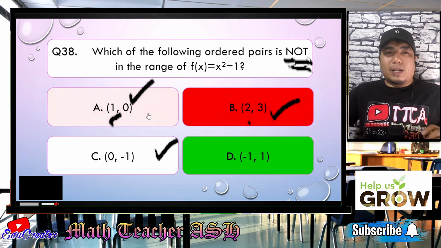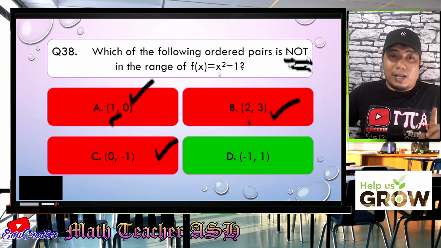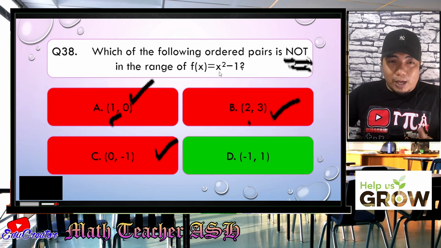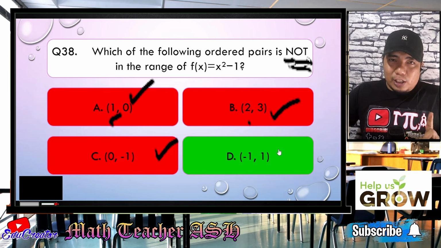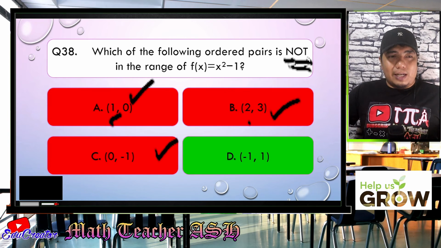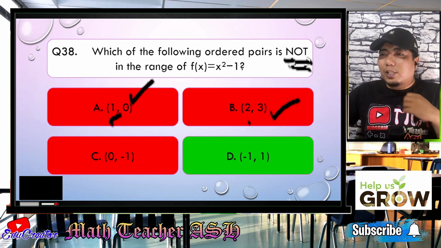Alright, we are correct, my dear math learners. So why letter D? Because if we substitute negative 1 here, that will become negative 1 squared, that is positive 1. 1 minus 1, that would be 0 and not positive 1. So the correct answer for this question is letter D. Easy, right? Very easy, my dear math learners. So now let us go to question number 39.